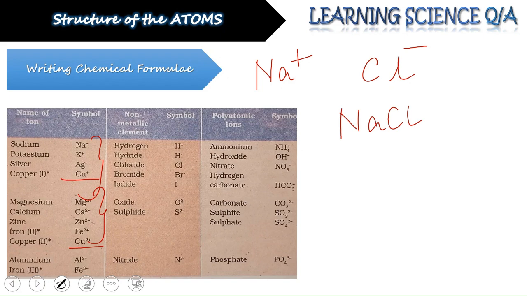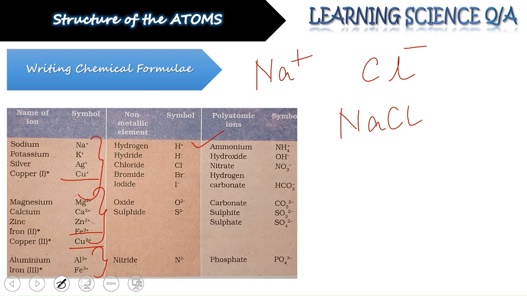Same applies for iron. Iron can show plus 2 and plus 3 charge over it. Aluminium is having plus 3, and iron can form ferric ion as well as ferrous ion depending upon the number of electrons lost by the element iron. Similarly, some non-metallic elements can also form ions, such as hydrogen can form H+ ion, very commonly known as proton, or it can form hydride, which is H-, least common.